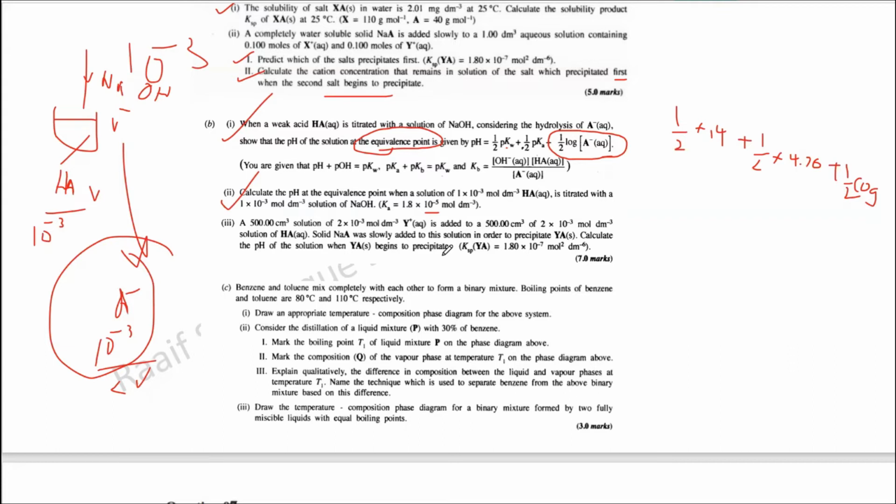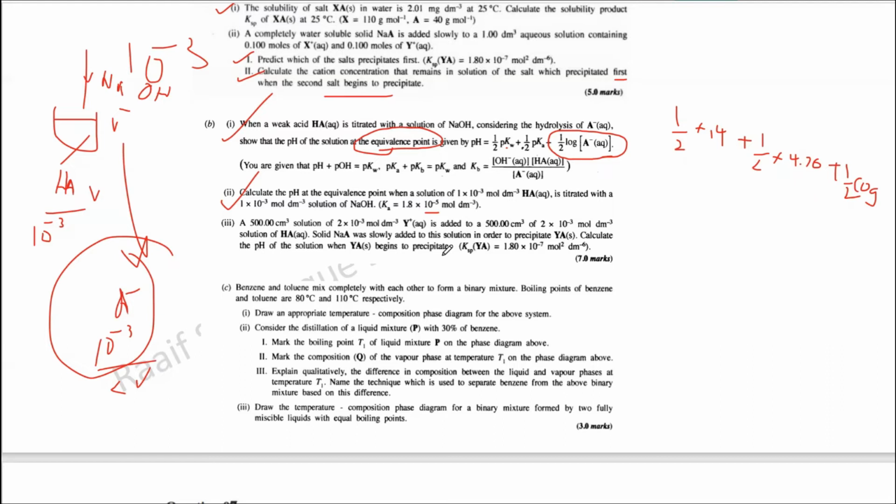First, I will draw the information. So we have 500 cubic centimeter of Y plus, 2 into 10 to the power minus 3 M, and this was added to 2 into 10 to the power minus 3 M of 500 cubic centimeter of, let's say, what is it, A minus maybe? Yeah, it was HA.